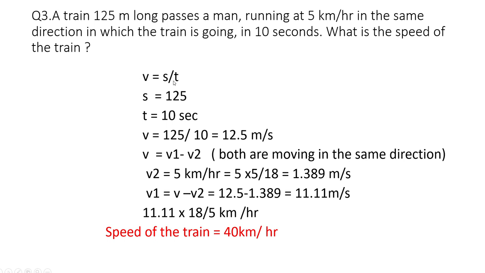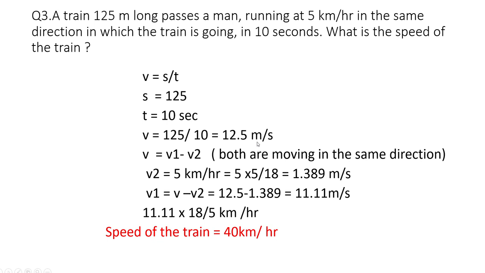Here we have V is equal to S by T. Here S, the length of the train, is equal to 125 meter. Now time is 10 seconds. So from that we will get V is equal to 12.5 meter per second. So this V is the relative velocity.